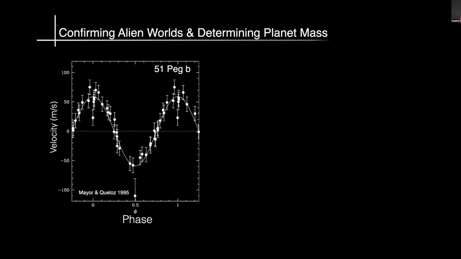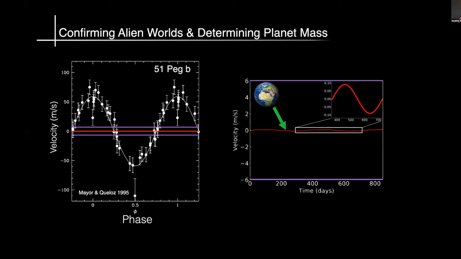Look again at that y-axis, that plus or minus 100 meters per second. Now we're going to zoom in on this purple region here, and I'm going to overplot in red what an Earth twin would look like in terms of the Doppler wobble. It is a mere 9 centimeters per second. It's incredibly tiny, and you can see that it would really be hidden in the uncertainties of those first exoplanet measurements.